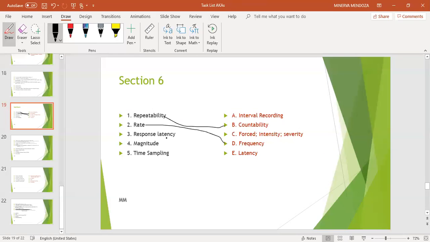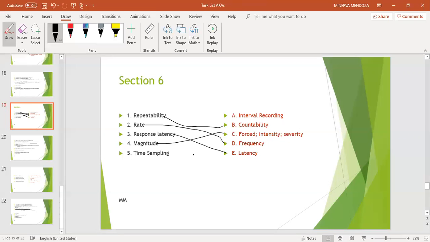I was confused, but the big ABA says it is, I think. I found something in Cooper, and I'm going to show you in the next slide. Number 3, response latency. The AKA is: A, interval recording; C, force, intensity, severity; or E, latency. Latency, E. Number 4, magnitude is the same as force.